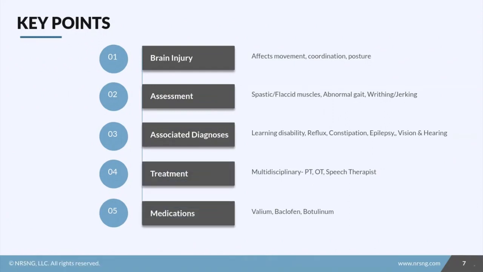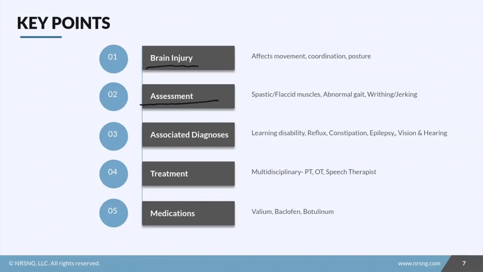All right, so let's recap your major learning points for this lesson. So first thing, cerebral palsy is a physical disability that is caused by brain injury that affects movement, coordination, and posture. Now, in your assessment, you really, really want to pay close attention to how the child is moving and how they're playing. You want to look for spastic or flaccid muscles, or if there's any change to gait or how they're crawling, or if there are any abnormal movements like writhing or jerking.